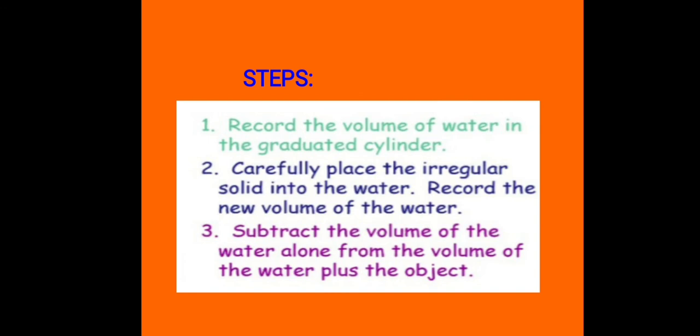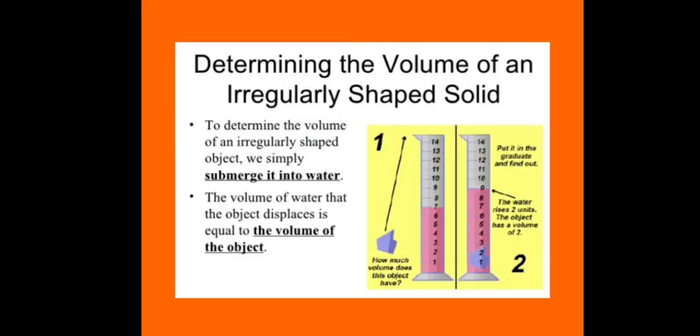Here are the steps. Record the volume of water in the graduated cylinder. Carefully place the irregular solid into the water. Record the new volume of the water. Subtract the volume of the water from the volume of the water plus the object. To determine the volume of an irregular shaped solid, we simply submerge it into water. The volume of water that the object displaces is equal to the volume of the object.